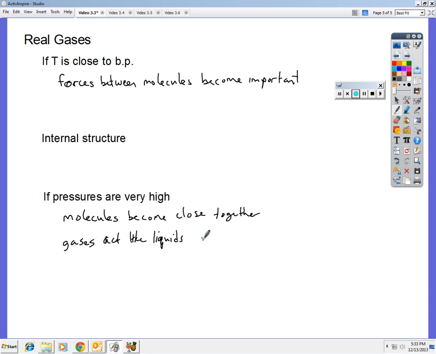So you need to know the assumptions behind the ideal gas law. You should be able to explain qualitatively why PV equals nRT. You should be able to apply the ideal gas law, and you need to be able to explain how real gases can differ from ideal gases.